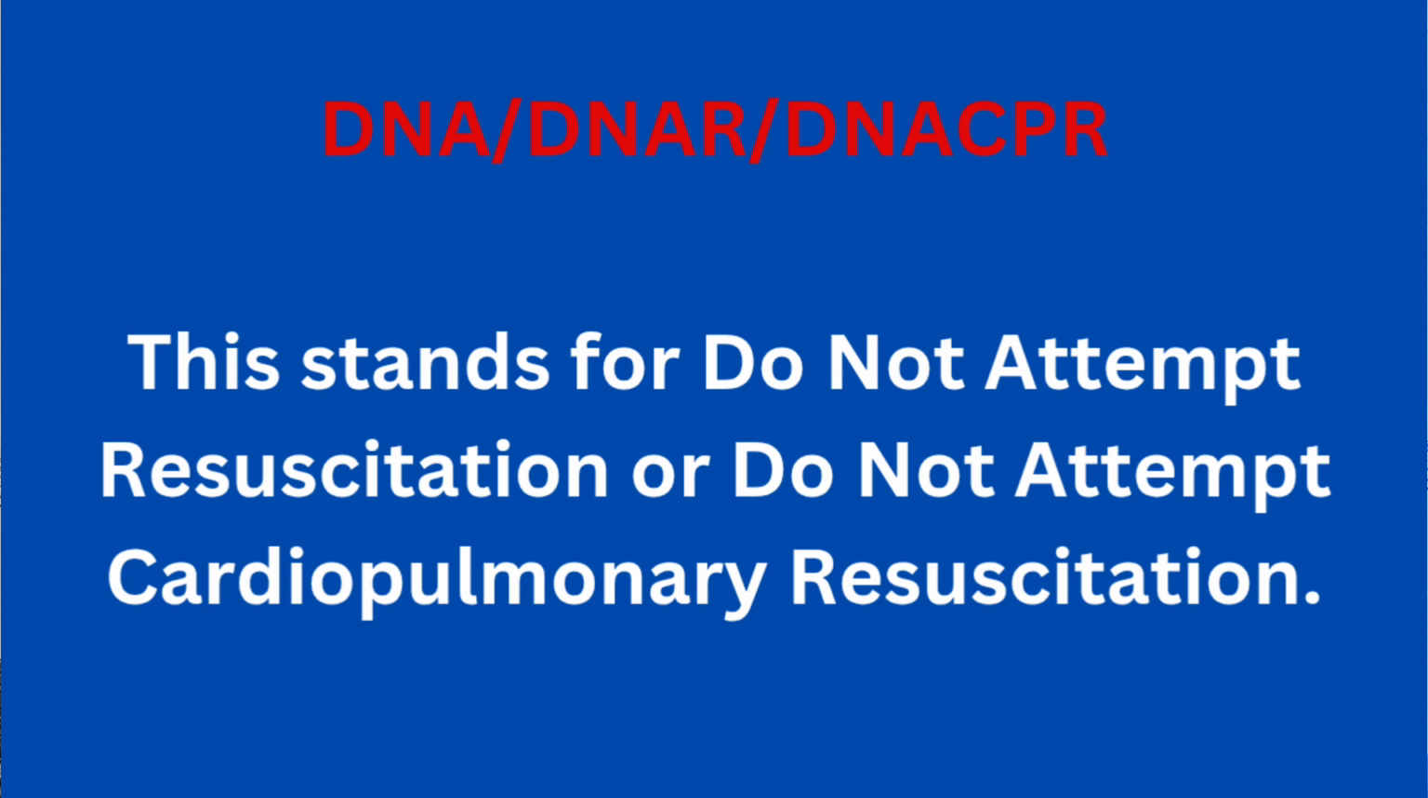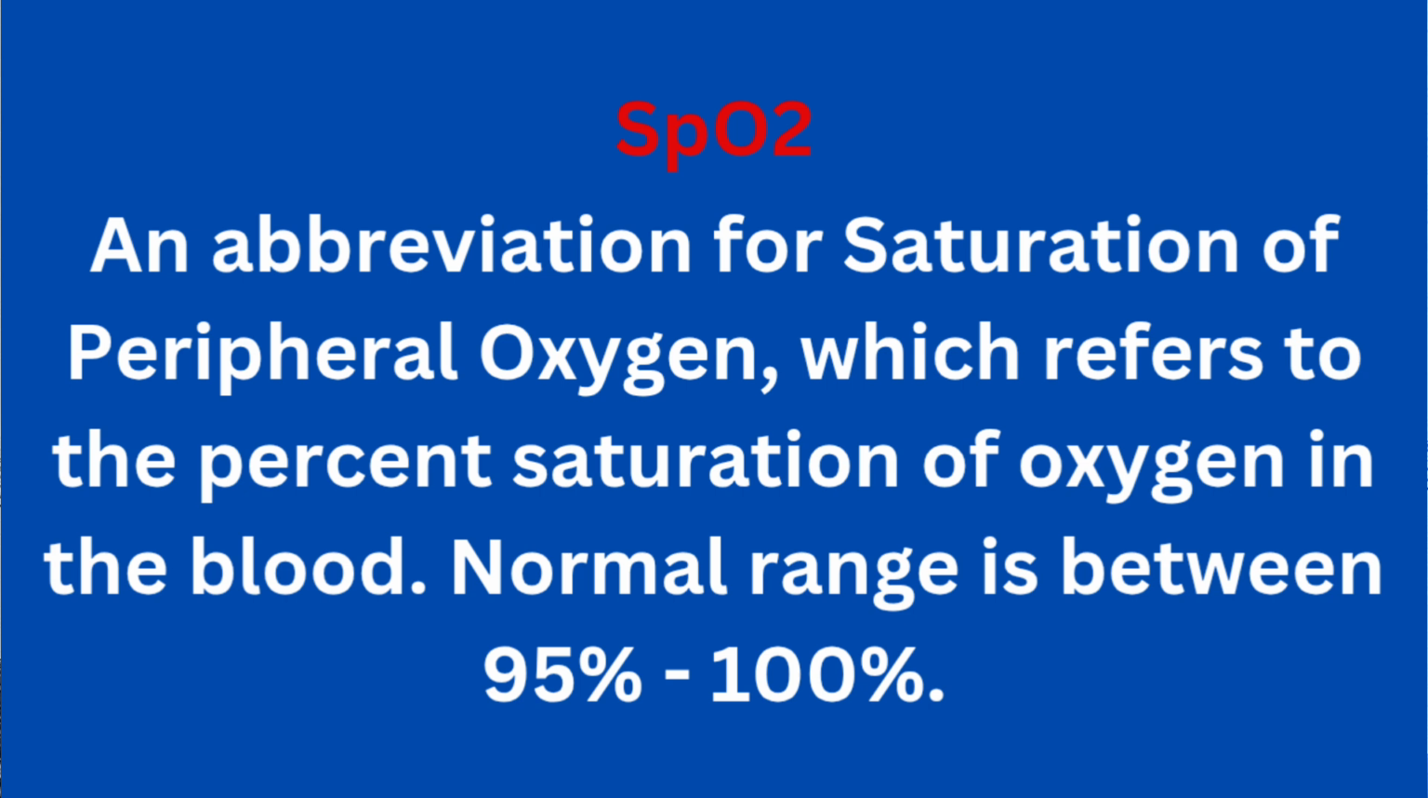The next word is SpO2. This is an abbreviation for saturation of peripheral oxygen, which refers to the percent saturation of oxygen in the blood. You'll see this often when using a pulse oximeter, and the normal range is between 95% to 100%. So, if a patient's SpO2 is below 95%, that might indicate they're not getting enough oxygen, except they have certain lung conditions like COPD, in which case their normal SpO2 range will be lower.